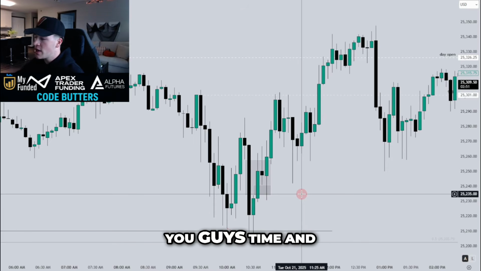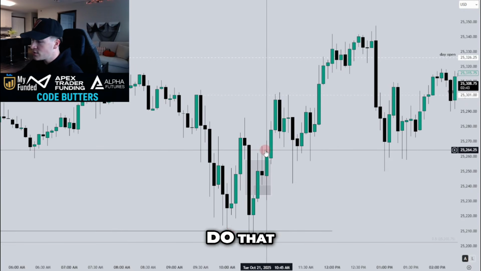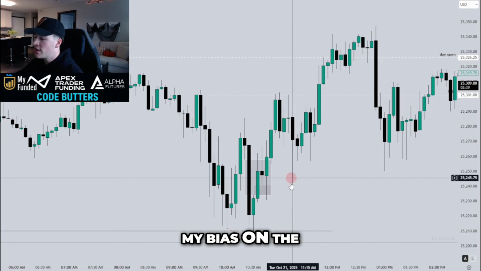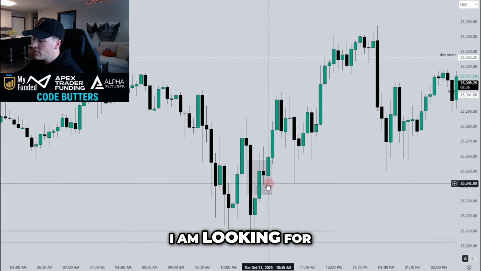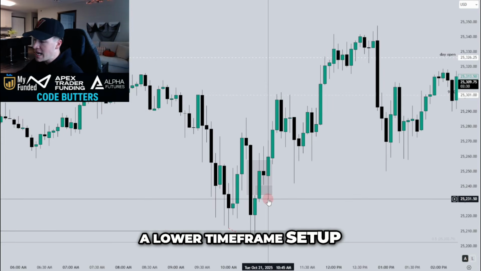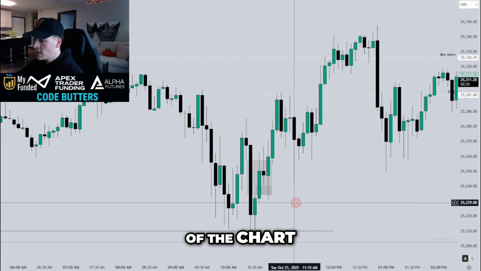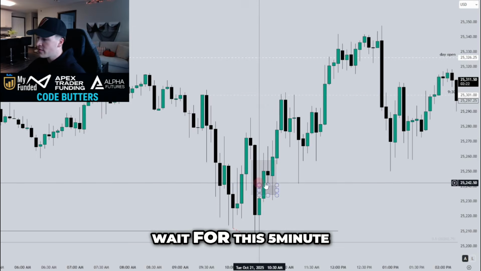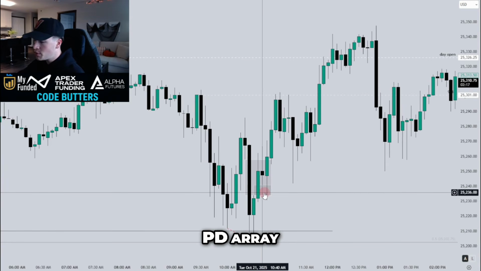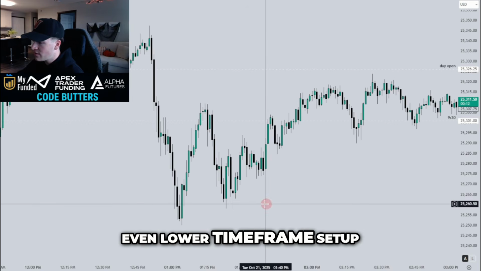Okay, as I preach to you guys time and time again, if I am looking for something to inverse, but we fail to do that while creating a PD array that supports my bias on the right-hand side of the chart, I am looking for validation of that to then align myself with a lower time frame setup in the retracement to then invalidate for the PD array on the left-hand side of the chart. So in this instance, I don't need to wait for this 5-minute to inverse. What I would prefer is the 5-minute bullish PD array, because I'm long bias, to validate to then take an even lower time frame setup for my long.